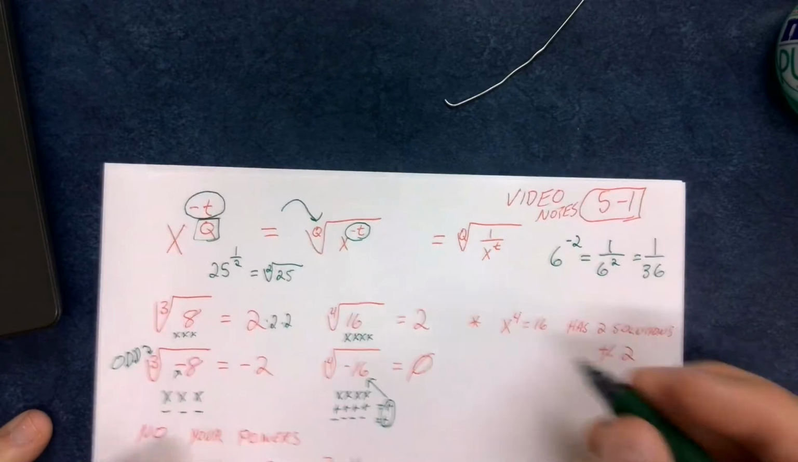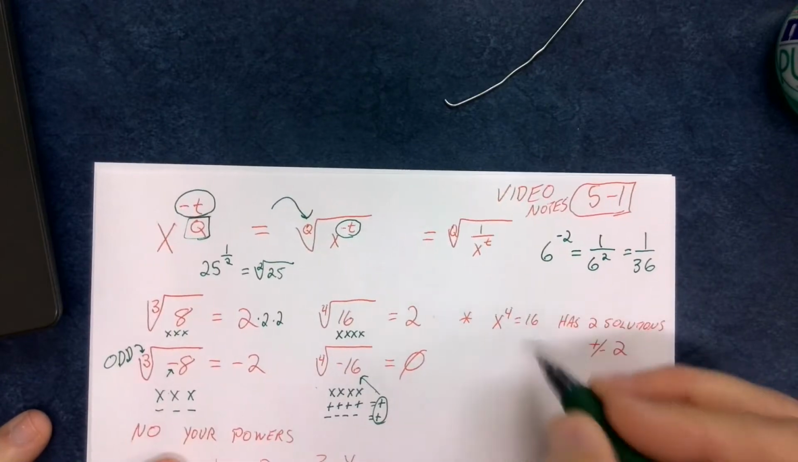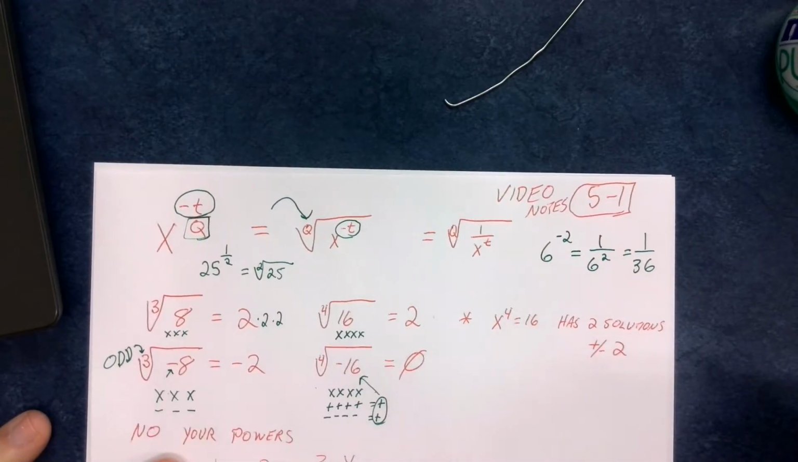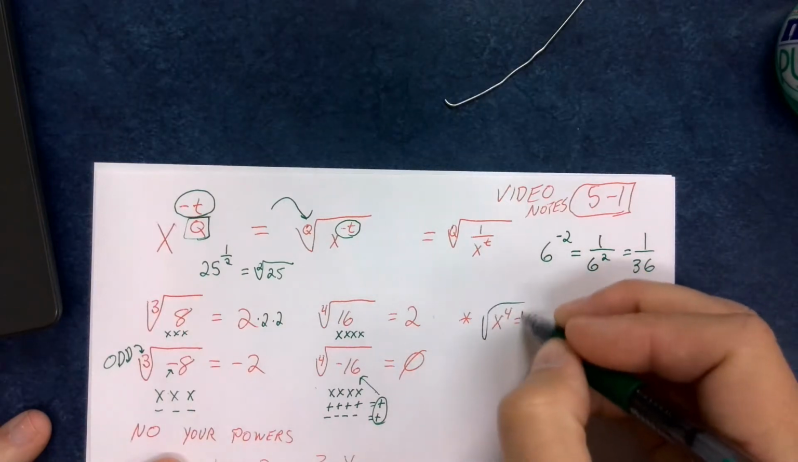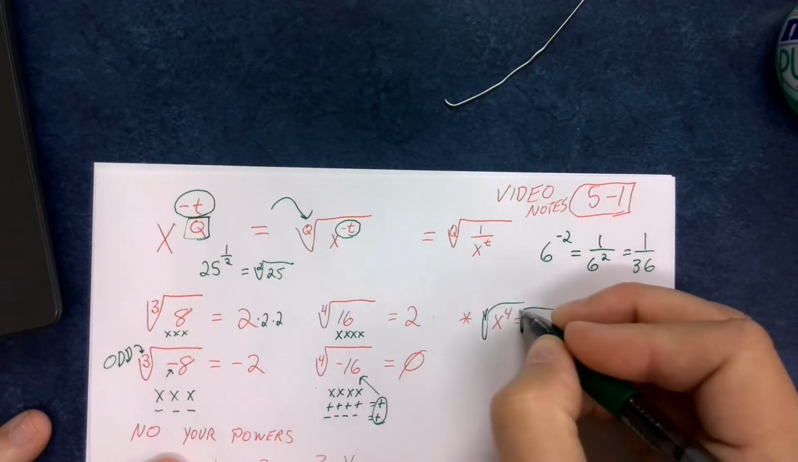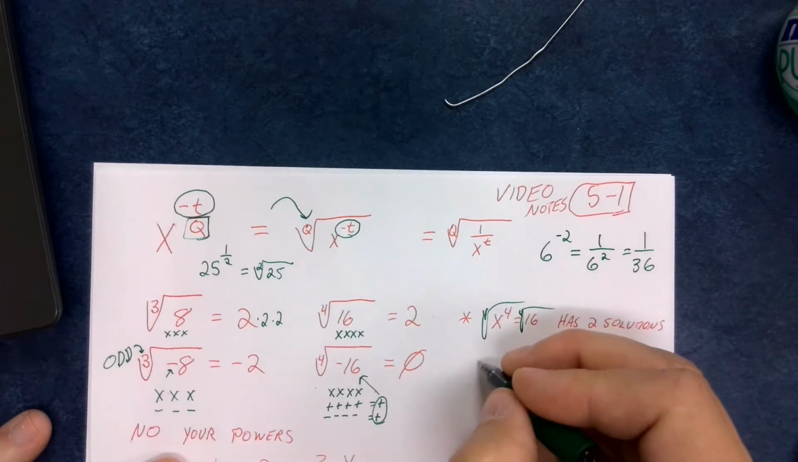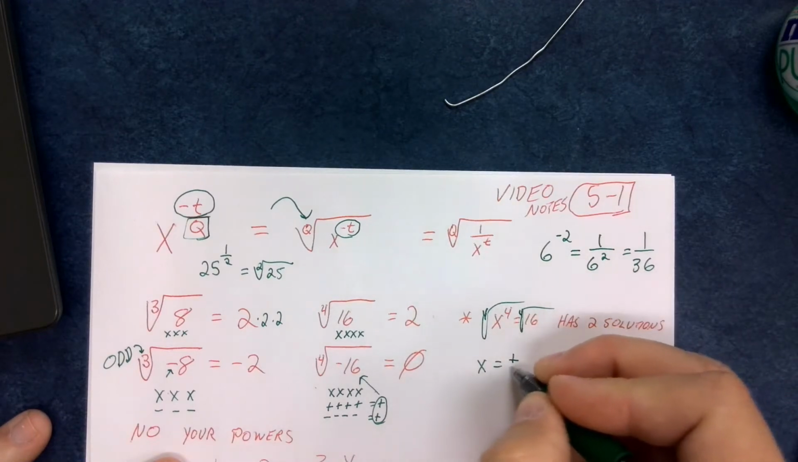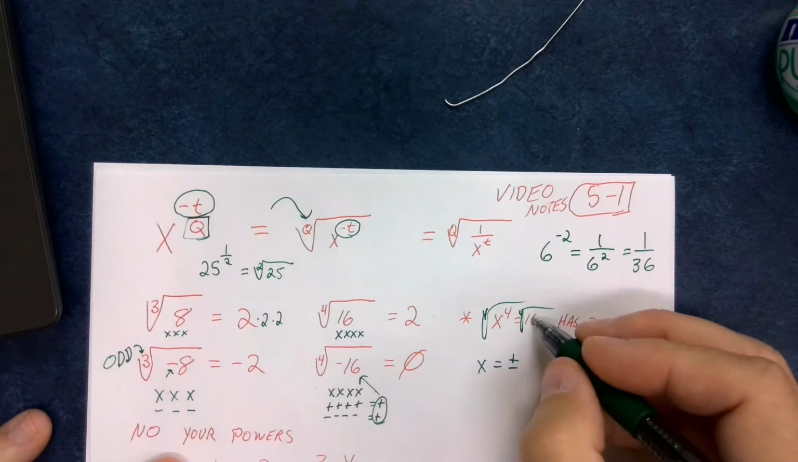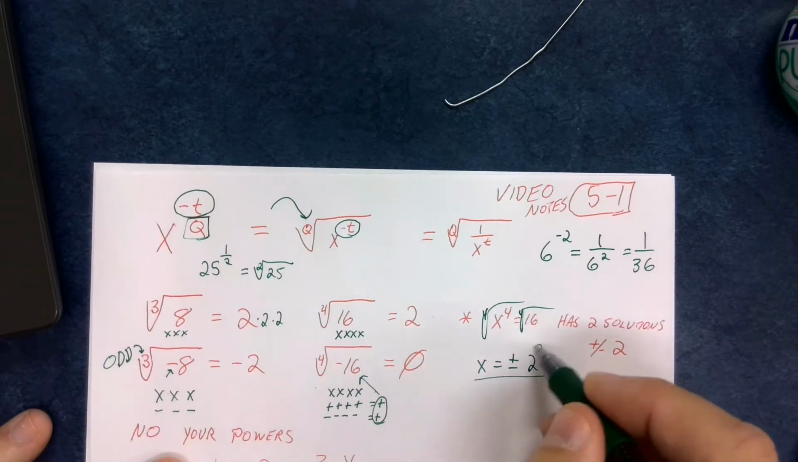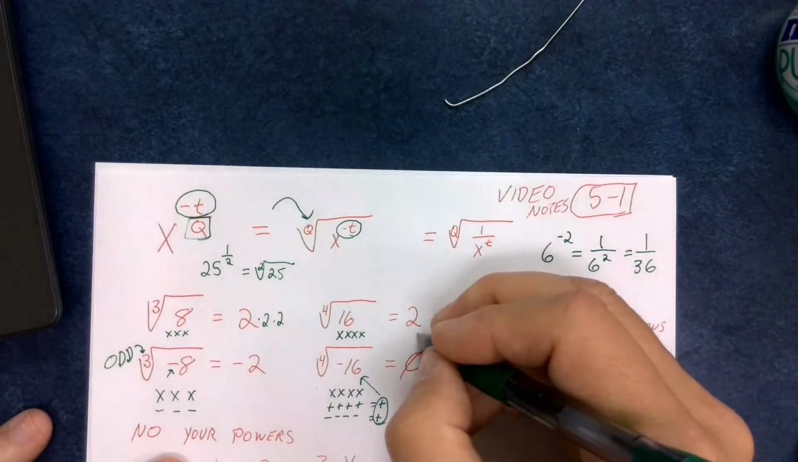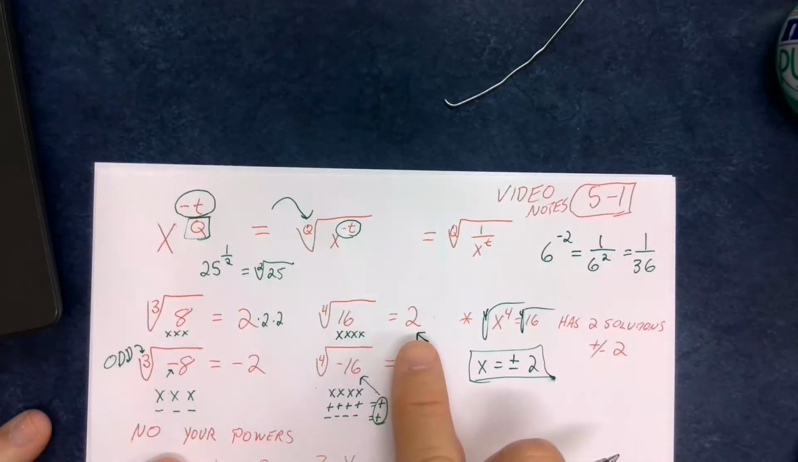Now, with that being said, if I had an actual equation like x to the 4th equals 16, and then I took the 4th root of both sides, and I'm solving the actual equation, then I have to look at both positive and negative solutions, and plus or minus 2 would be a solution to that equation. However, we only use positive 2 when we just have the expression like that.